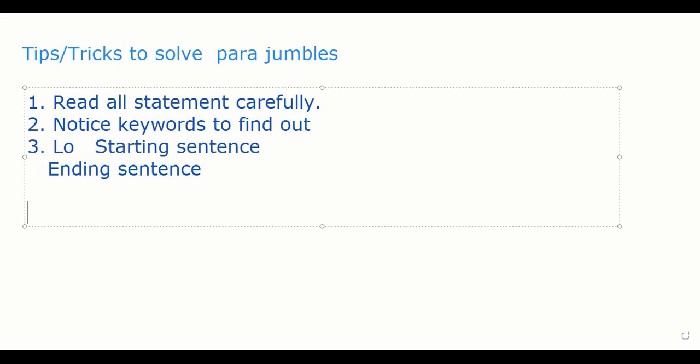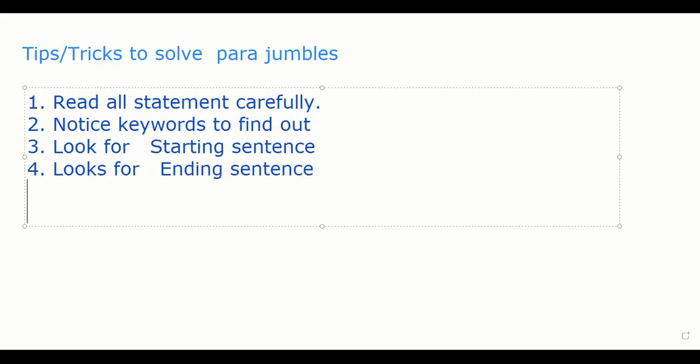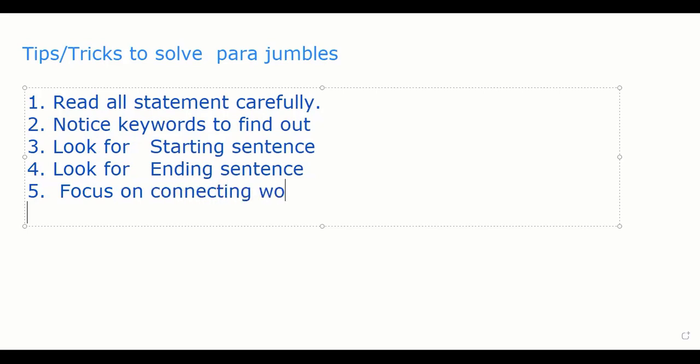Look for the starting sentence. Look for, not looks, look for. And the most important thing is to find or focus on connecting words. Those connecting words are very important to do para jumbles.